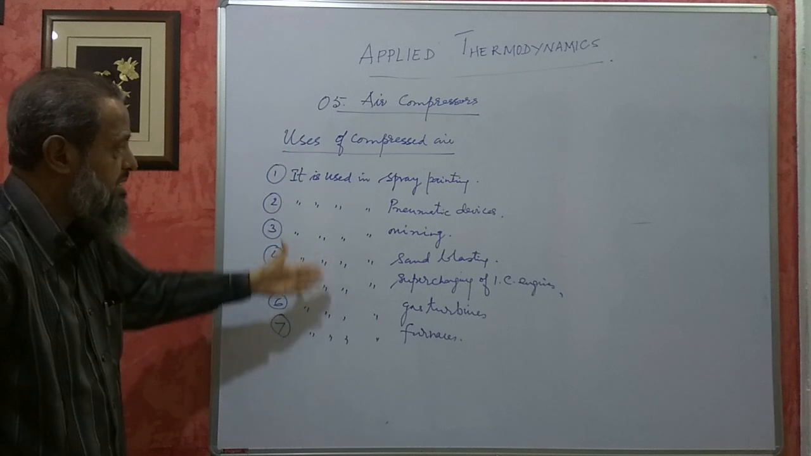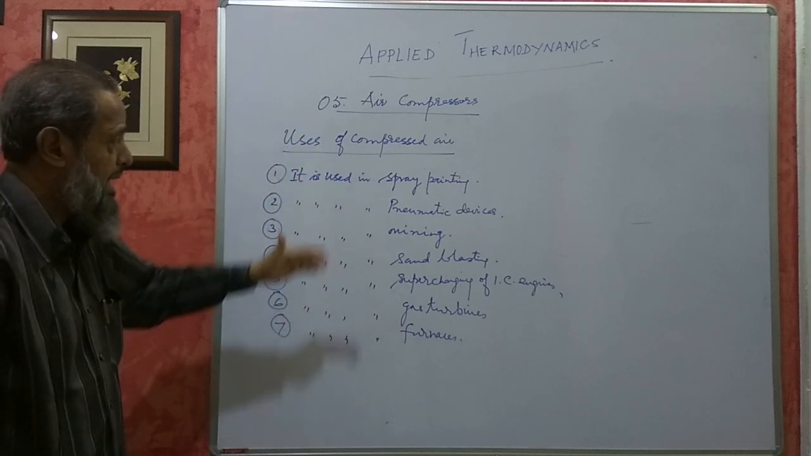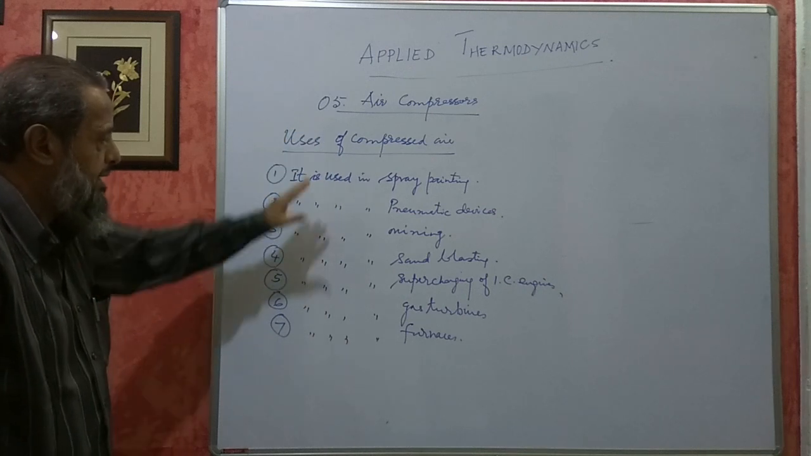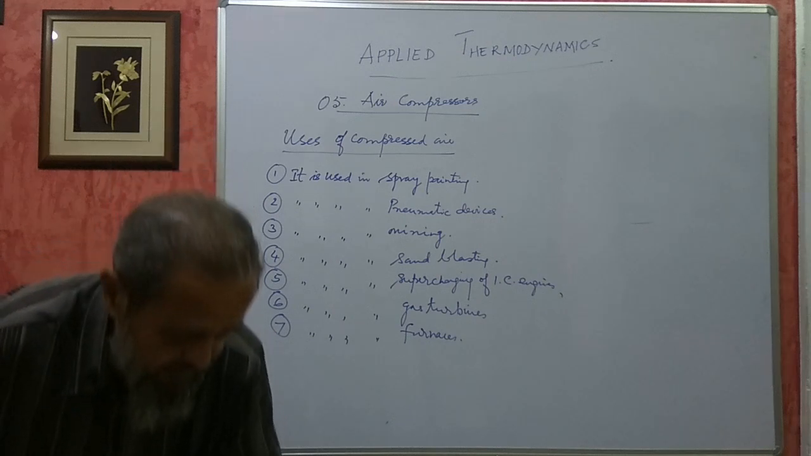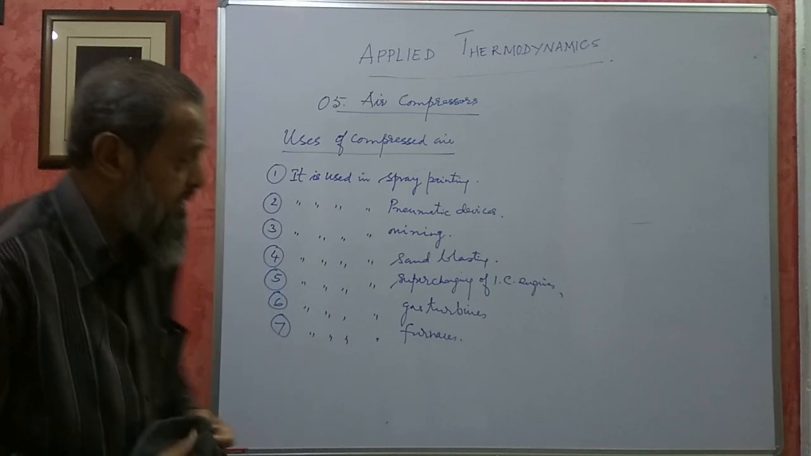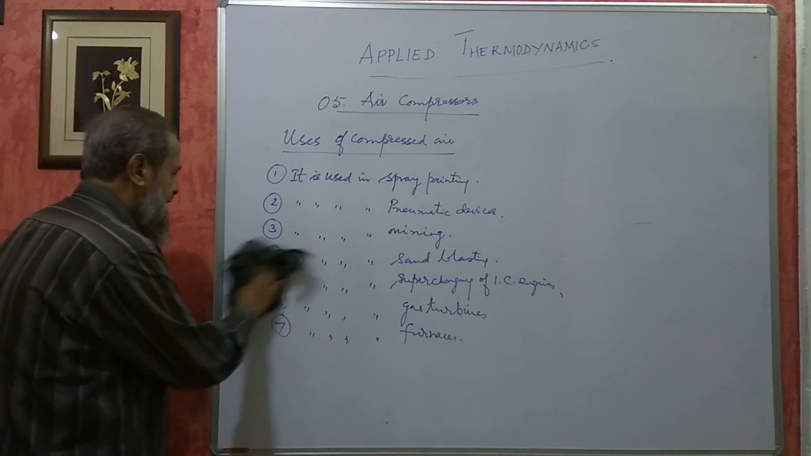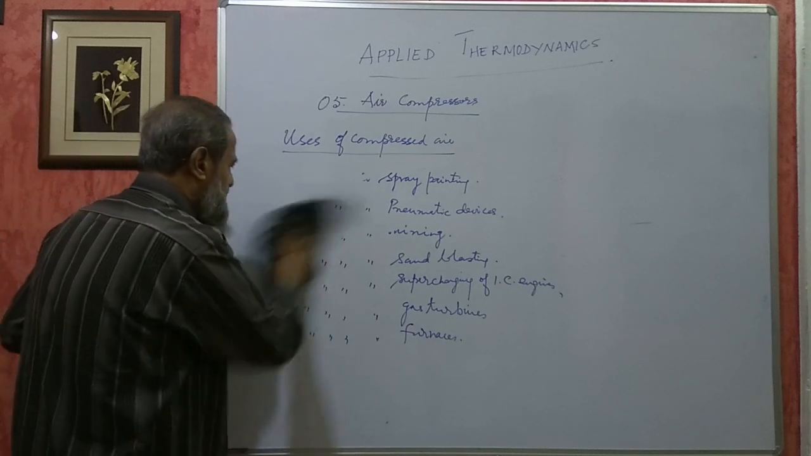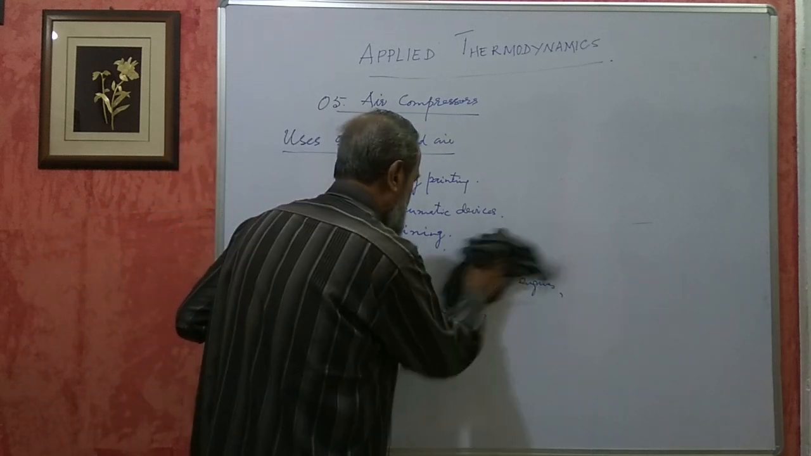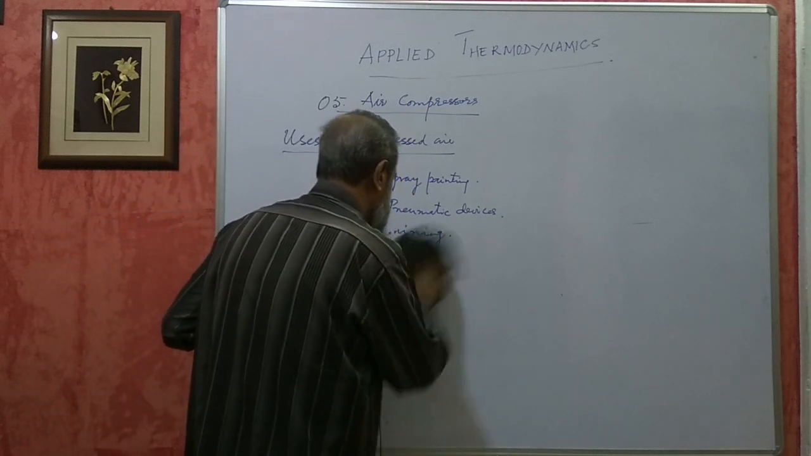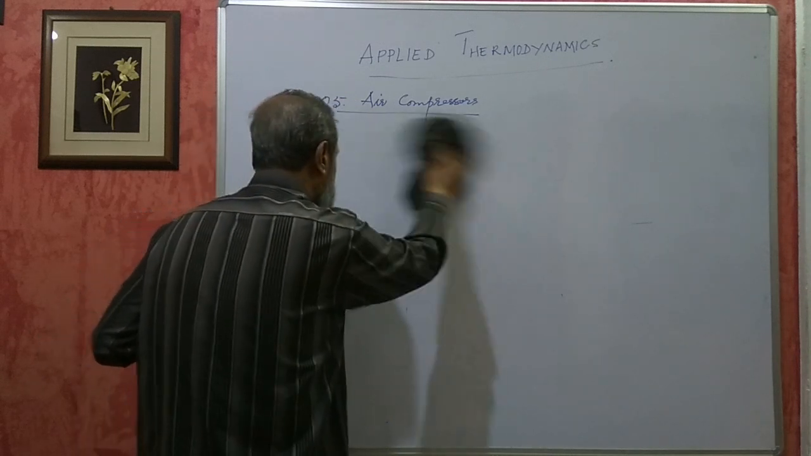Now, because we have some uses for compressed air, we don't mind spending some power and compressing the air. So, one of the theory questions that can be asked is, give the uses of compressed air. Usually, it will be for 5 marks. You are supposed to write at least 5 uses of compressed air. Then comes the classification of air compressors, that is, into what types they are divided.